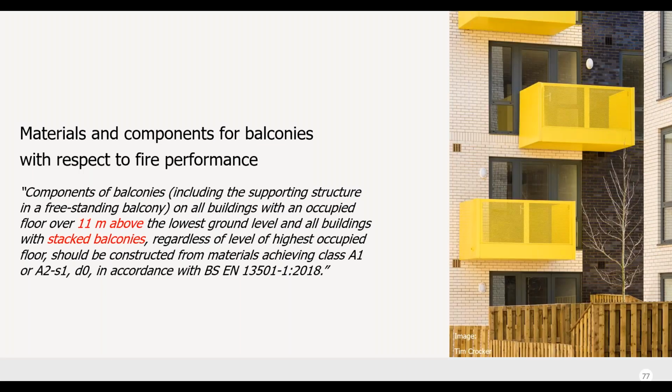Now, you will note the need for non-combustible materials starts at 11 meters, or if the balconies are stacked, any height of building. This photograph shows balconies in a stacked arrangement. Although they are staggered, they still overlap in plan and therefore could be considered as stacked. Next.